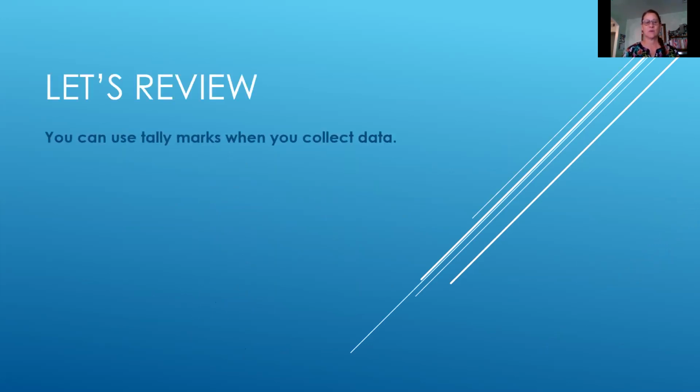Now, let's review. You can use tally marks when you collect data. For example, keeping track of how people answer a question. Put a little mark. When you get to the fourth one, you do a fifth diagonal slash. You can use pictures to represent data in a picture graph, like the smiley faces that we saw or the little pieces of pizza. Those are pictures that represent data.